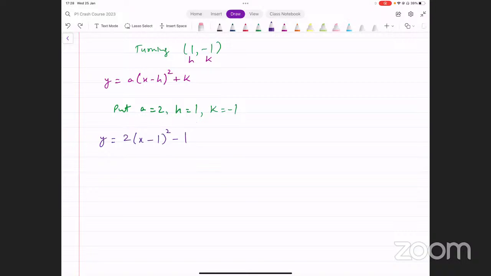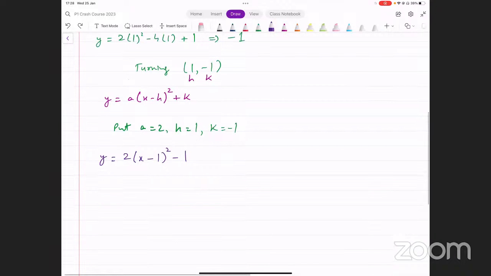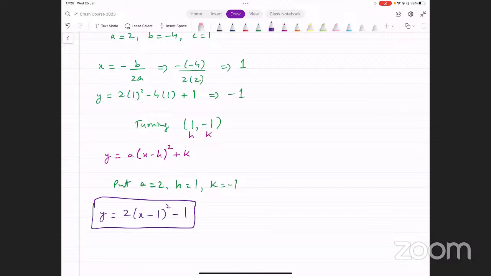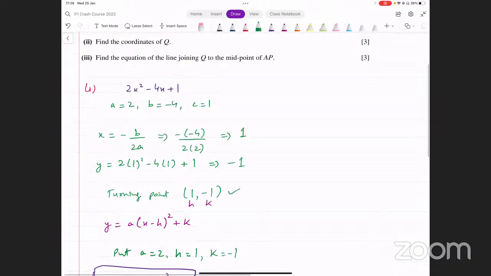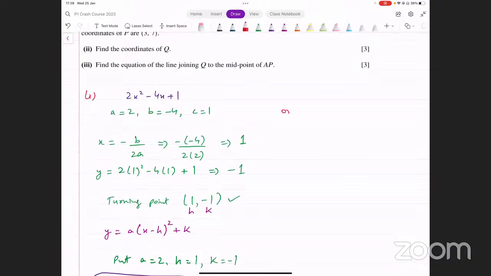All right. So we have the completed square form, and we have already found the turning point here as well. So this is the turning point. So we have both things here. All right. 1 and minus 1 is the turning point, and we've got the form as well. We could use the other method. Let me show that to you as well.